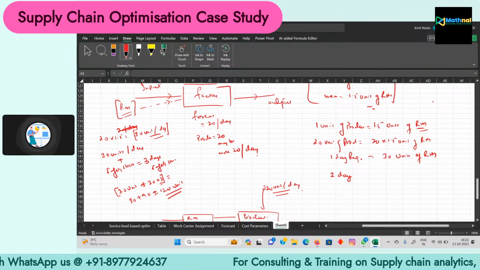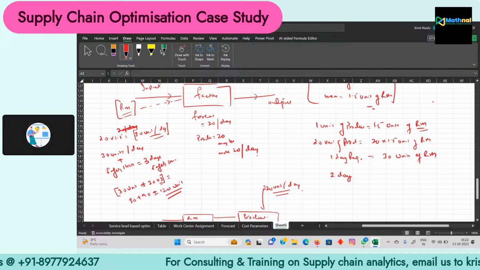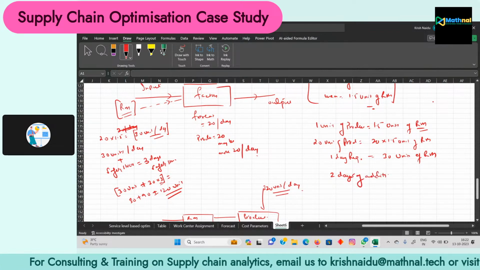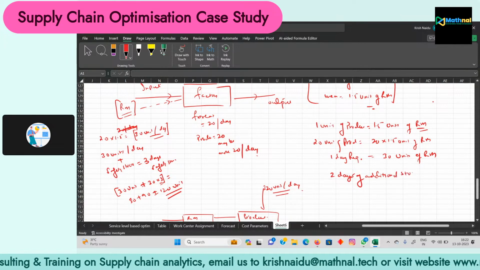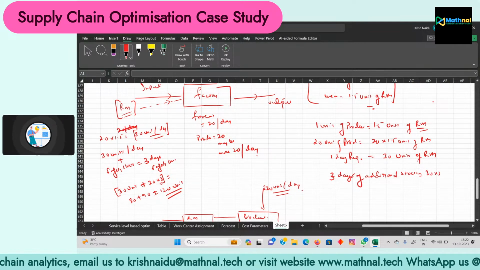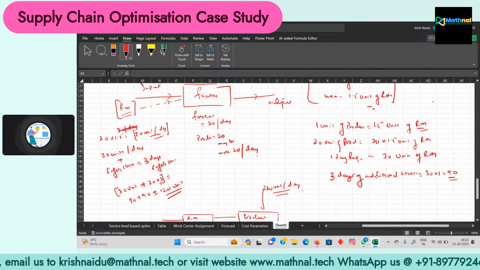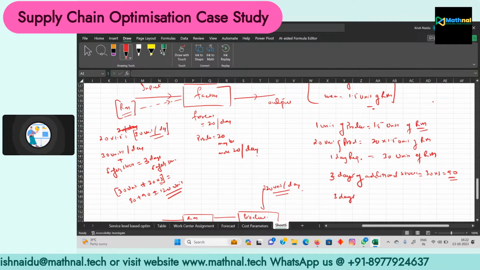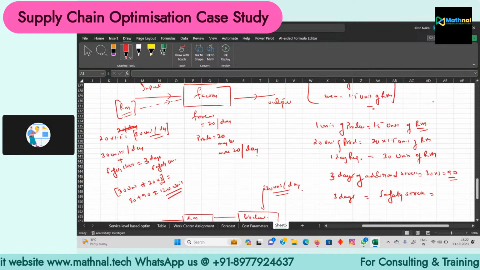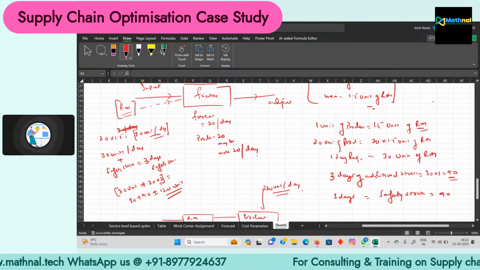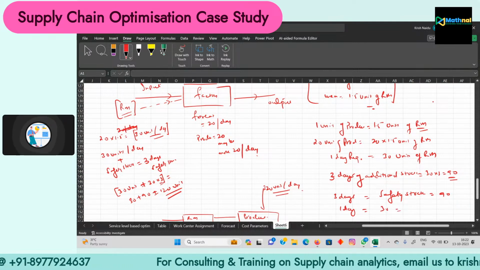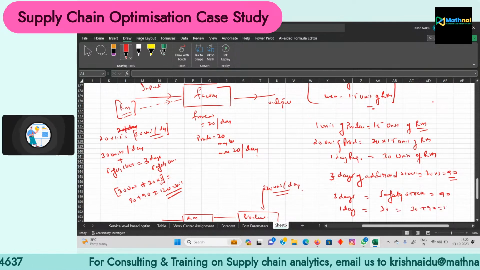So I'm trying to get 2 days of additional stock, or maybe let's say 3 days of additional stock. 30 into 3 is equal to 90. So 3 days of additional stock as a safety stock, that is equal to 90. And 1 day, which is 1 day of production, which I'm going to use, that is 30 units. Total 30 plus 90 is equal to 120 units.